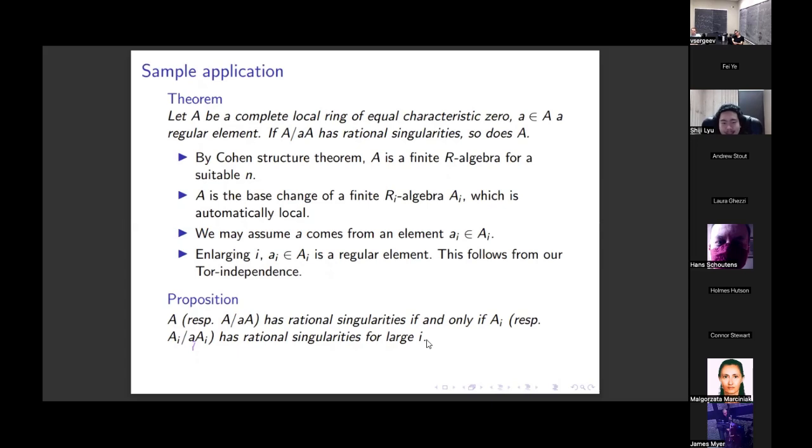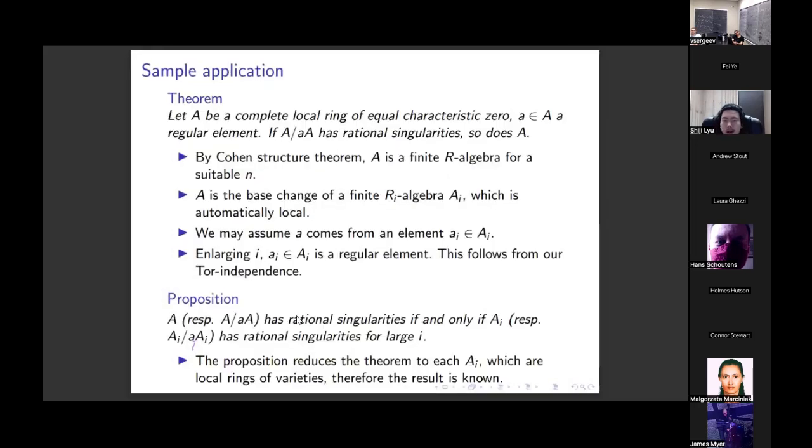So this kind of proposition will be the key to deducing these results. We want propositions like this: the complete local ring has some property if and only if those local rings of algebraic varieties have the same property. Now, this proposition reduces the theorem from A to each of those A_I, which are local rings of varieties, and therefore the result is known. So this is how we get our applications for these types of theorems.